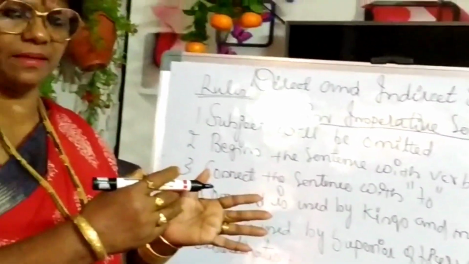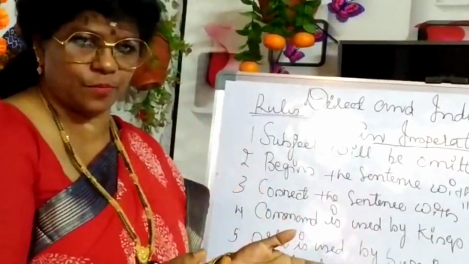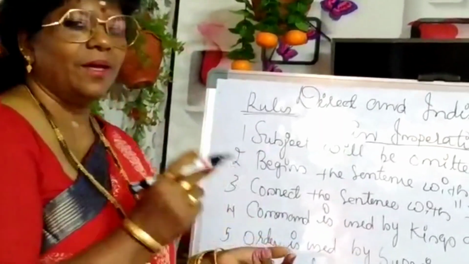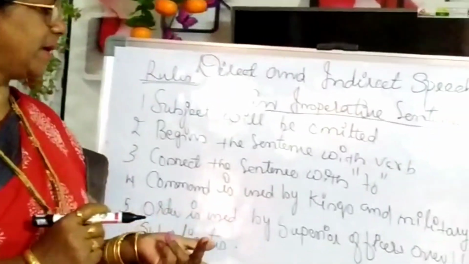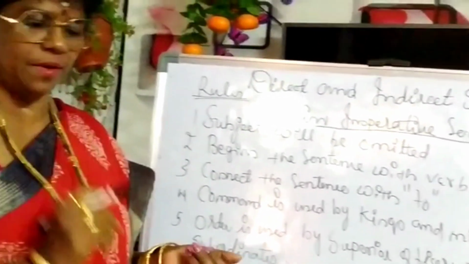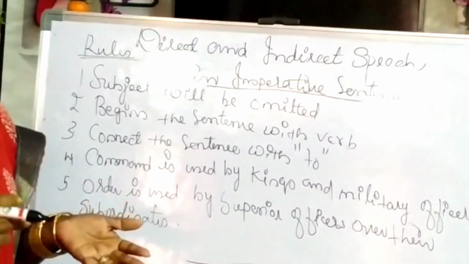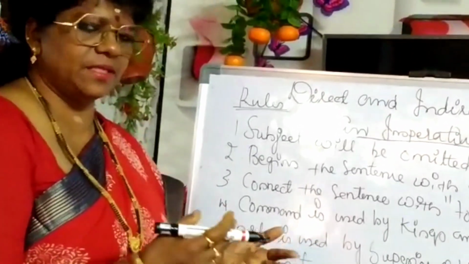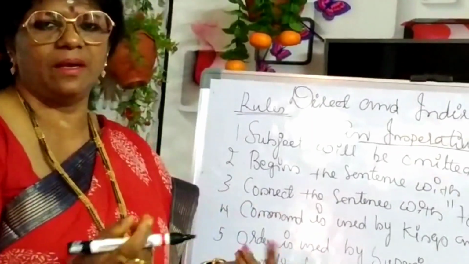Connect the sentence in the sense of a reporting sentence in indirect speech. After we remove the comma and inverted commas, we use to infinitive. Command is used by kings and military officers, that you have to remember. Order is used by superior officers over their subordinates. Then the rest, request, wish, all as per the sentence concerned, you can go through.